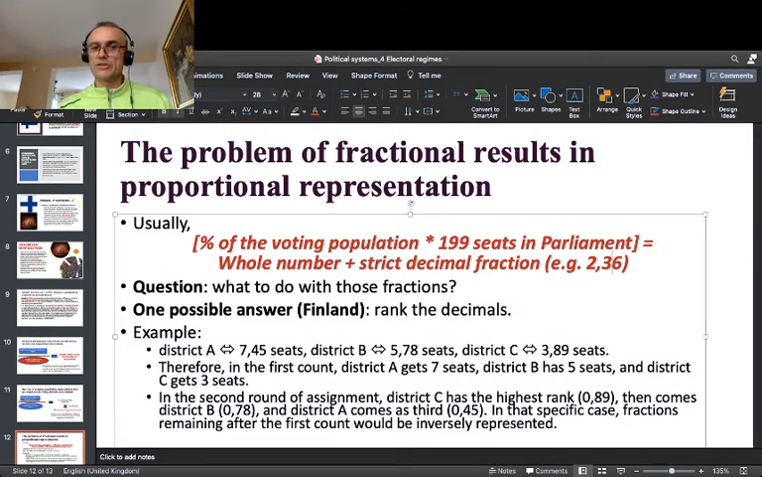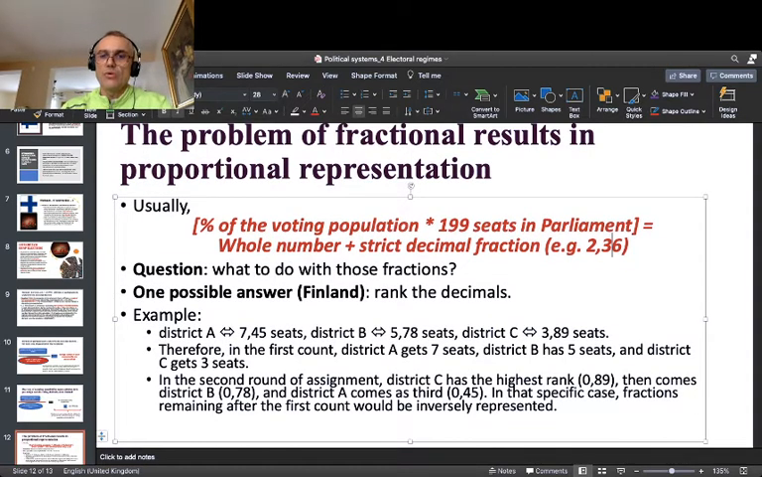Mind you, there are other systems. For example, there are systems where we are quite brutal and we just kick those decimals out of the game. Sorry, guys, too bad that your vote found itself being in the 0.36. Sorry. So, I give you an example of how it works in Finland, how to interpret that specific quote from their Election Act.